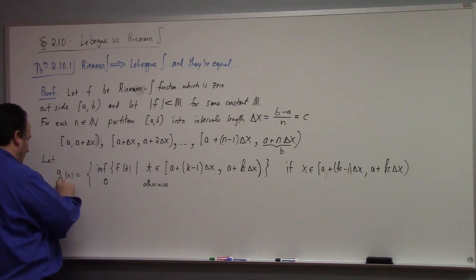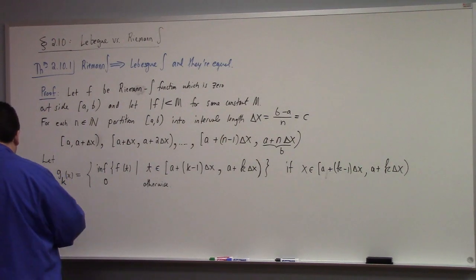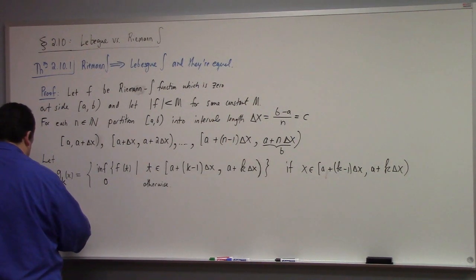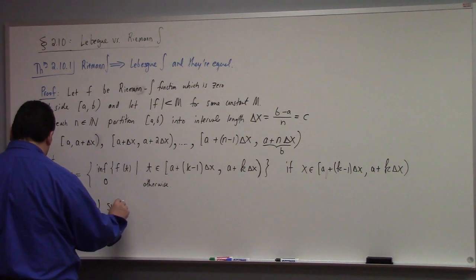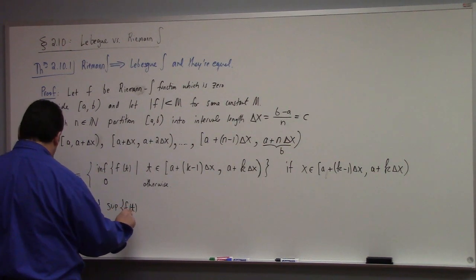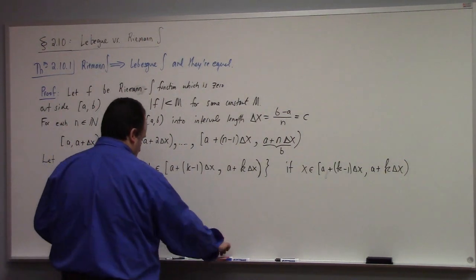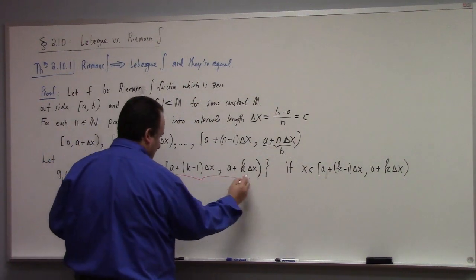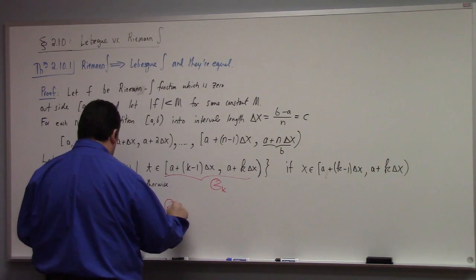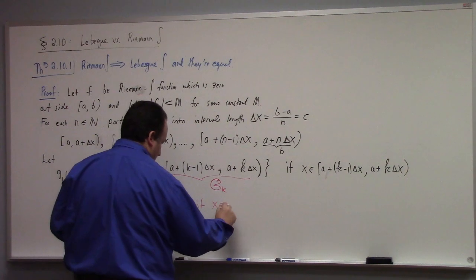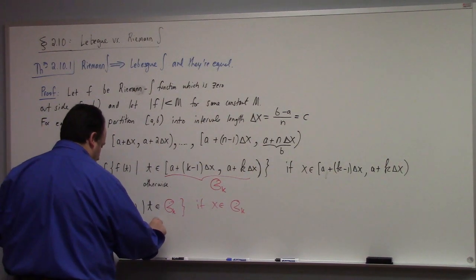Here we go. I believe. And then he lets h sub k of x be equal to the supremum of f of t, such that t is an element of Pac-Man sub k, if x is an element of Pac-Man sub k, and 0 otherwise.